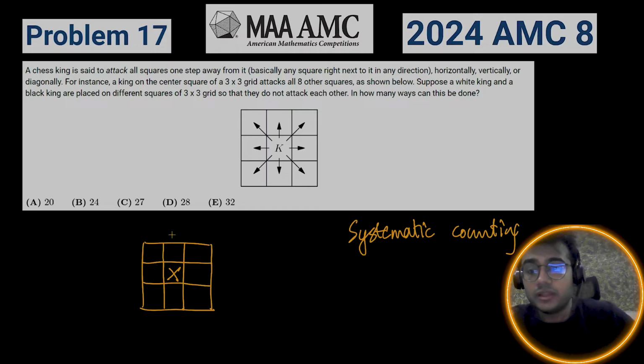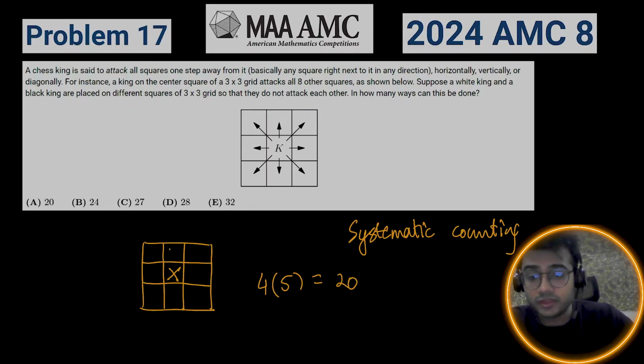So let's say that the white king is placed here. Then that eliminates this box and this box, and then we have one, two, three, four, five options for the black king. Now this is true for the other three corners as well. So therefore we have a total of four corners times five possibilities for the black king equals 20 total arrangements if the white king is in the corner.